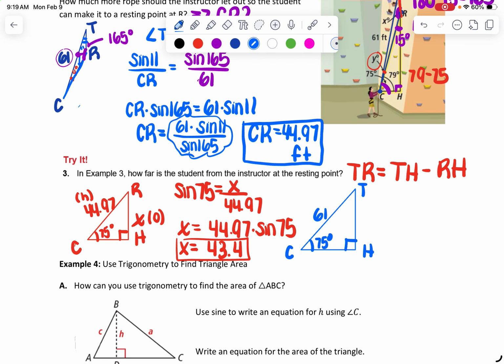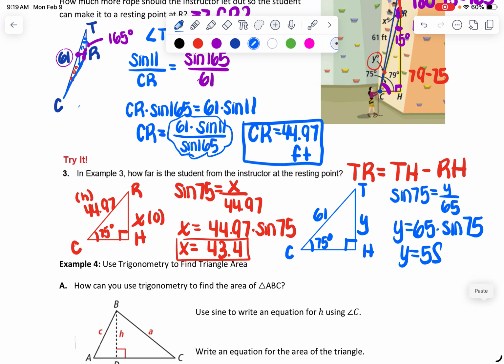So then we're now going to try and find this part. So it's the same steps. You're going to do sine of 75, but now that equals y over 65. Okay, cross multiply, you get y equals 65 times sine of 75. And so you would get y equals 58.9 right there.